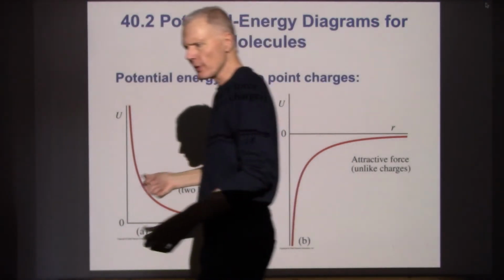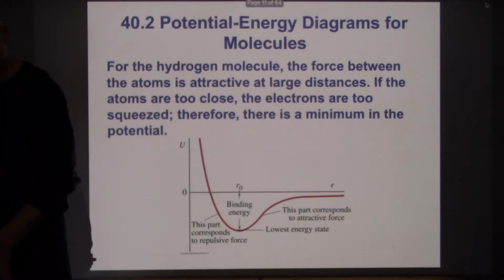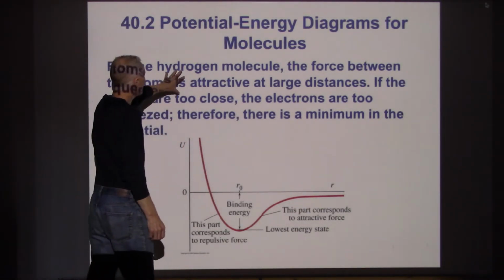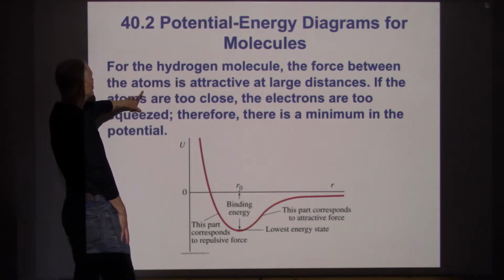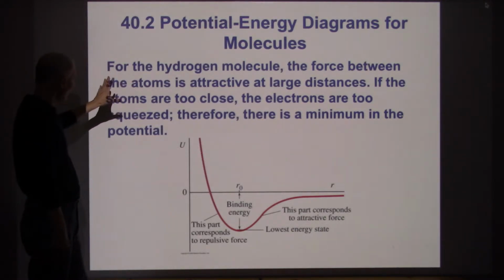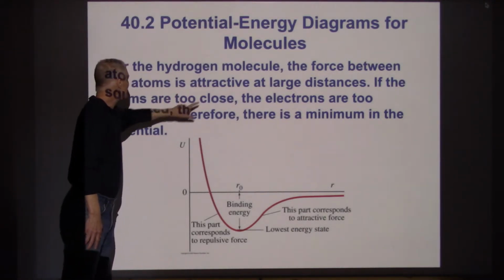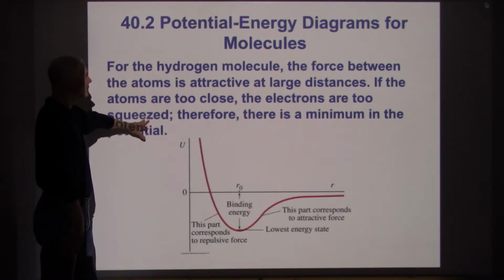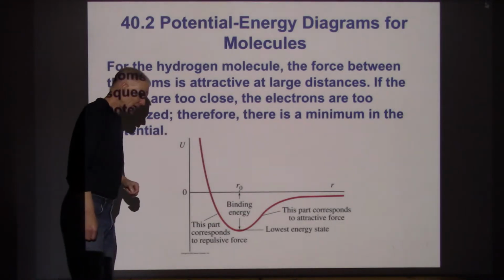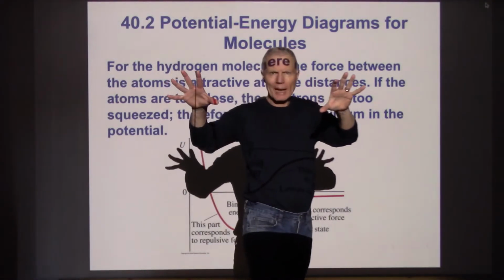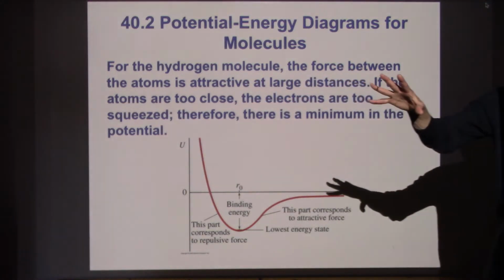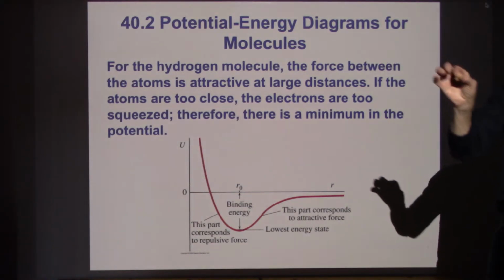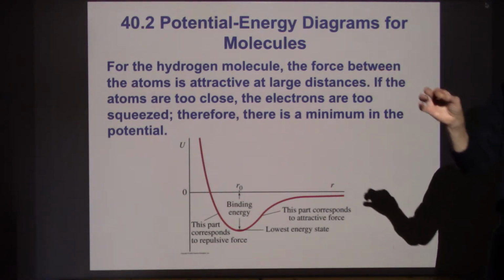Now the follow-up to this is, here's the hydrogen molecule. So let's say we're going to form hydrogen, and the force between the atoms, what they're saying, is attractive at large distances. Oh, and then they say the electrons are being squeezed. Okay, so what happens is this. We've got 2 hydrogen atoms. The electrons see each other, they repel. The protons see each other, they repel.